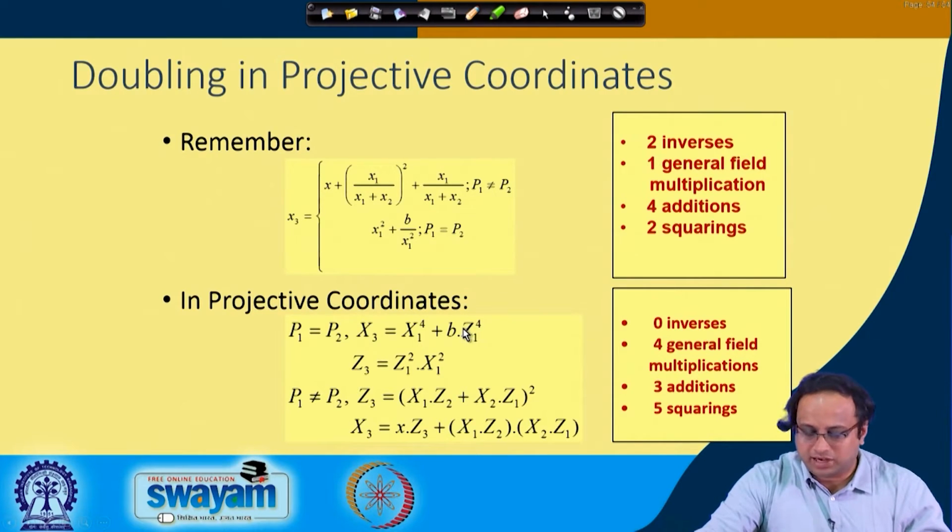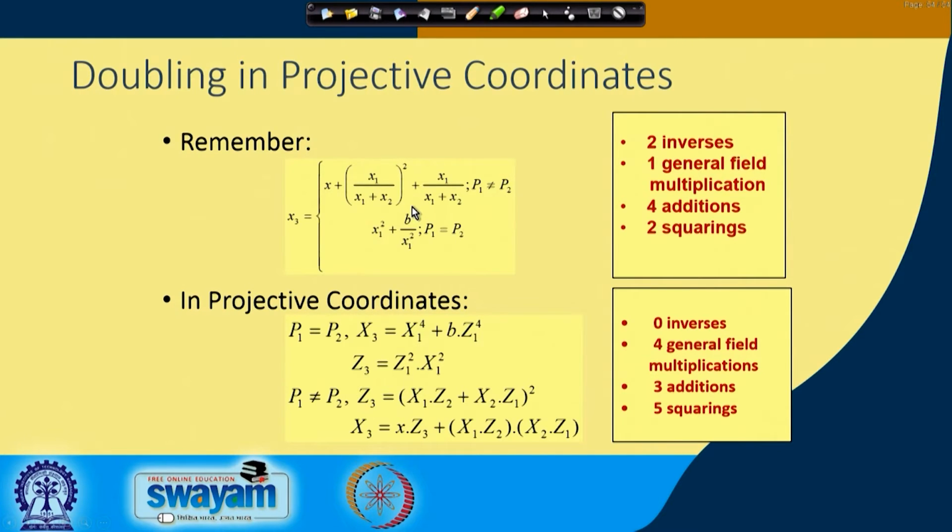So let us relook at the equations to understand this. For example, this was my equation which we essentially derived for doing the doubling in the projective coordinates. Let us take an easy example when we are considering the doubling, and the similar thing can be done for addition as well, which I leave as an exercise. So let us see this equation, x3 equal to x1 square plus b by x1 square.